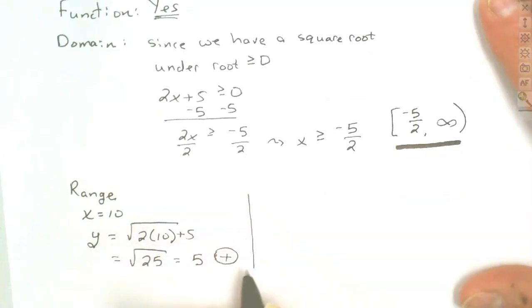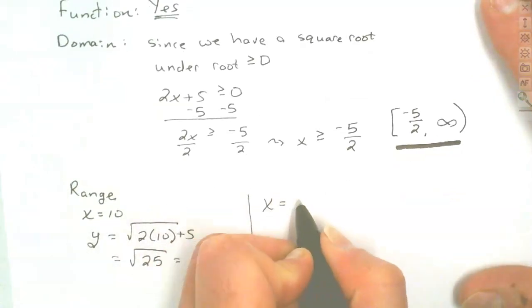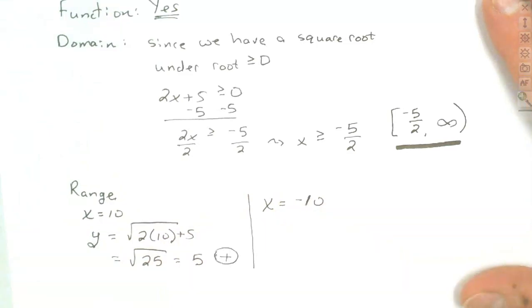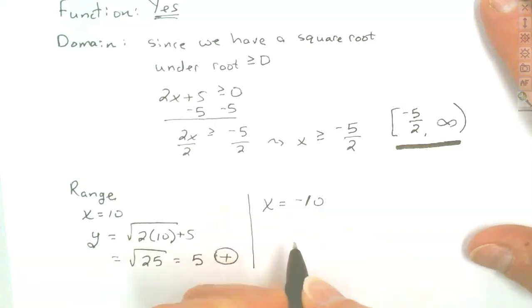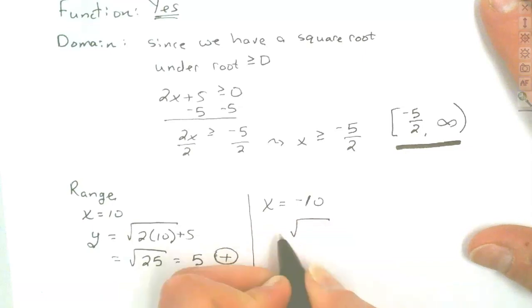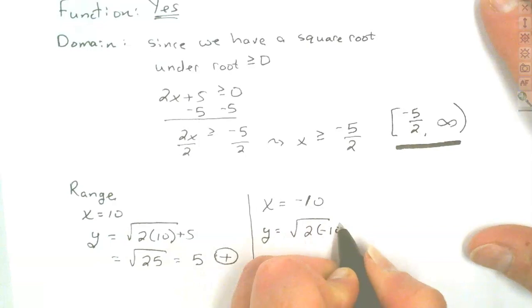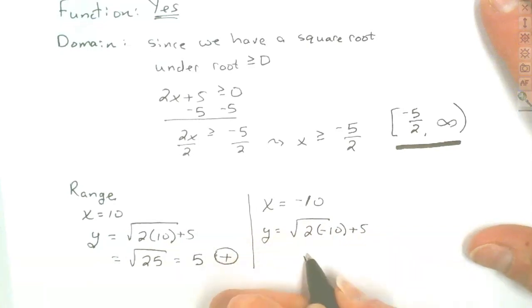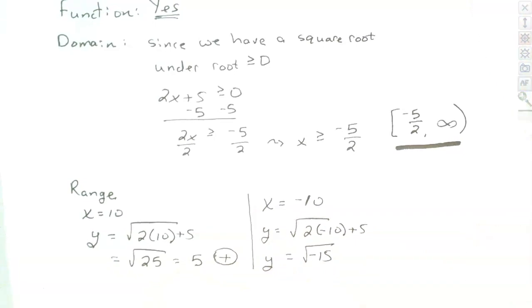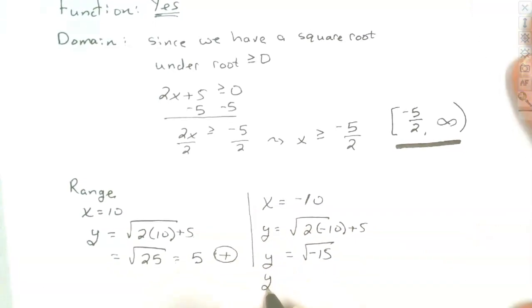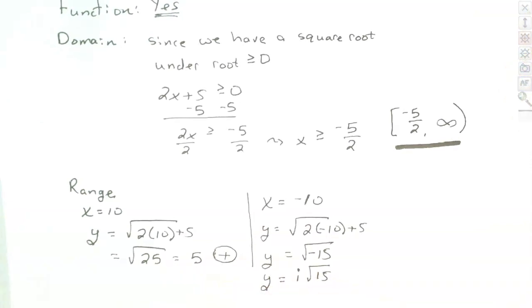Now, if we try to plug in a negative 10, it's not going to work at all. Because if I try to plug in a negative 10, then what I get is the square root of 2 times a negative 10 plus 5. That's the square root of negative 15. That's negative. And if you remember back from 1.3, that would come out as i square root of 15, right?